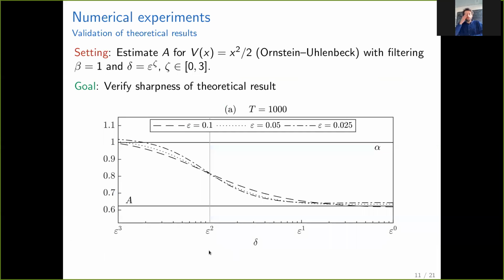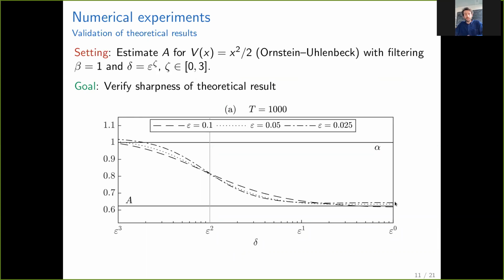So let's see this through a numerical example. We take our favorite process, the Ornstein-Uhlenbeck potential, and we use the filtering with beta equals 1, which is the one we developed the theory for, and delta equals epsilon to the zeta, with zeta between 0 and 3. So between 0 and 2, we should be in the range of validity of our theorem. Over 2, we should not.